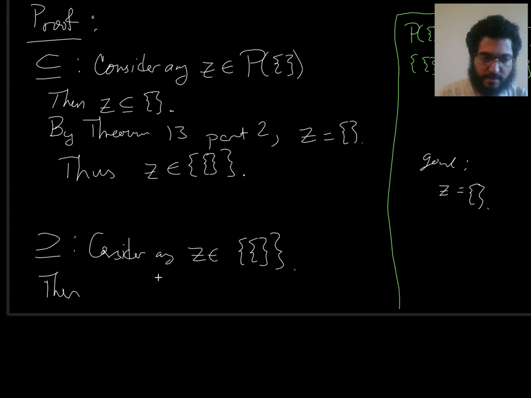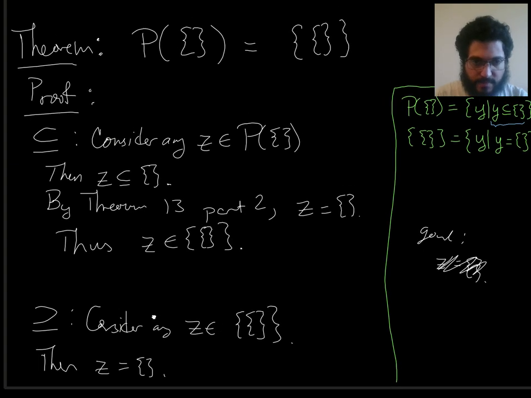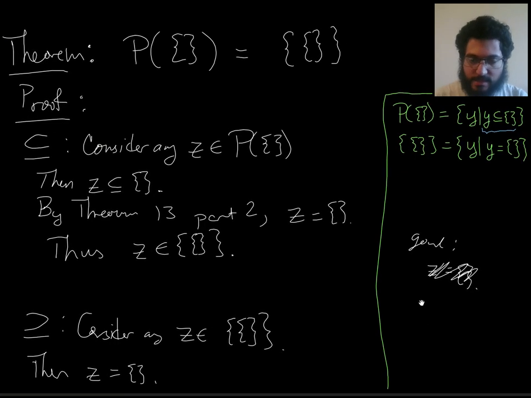Then, using the definition, which my face is covering, this thing holds with z in place of y. So then z equals the empty set. And then my new goal now is to show that z is in here, which means I need this thing to hold with y replaced by z. So my goal is to prove that z is a subset of the empty set.